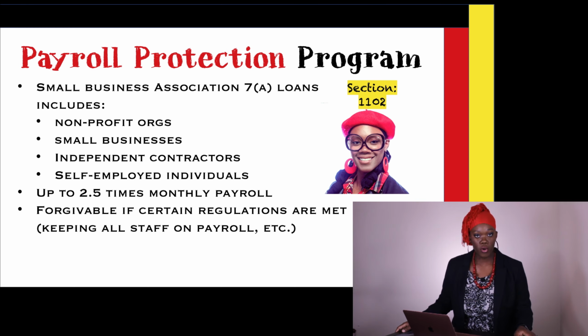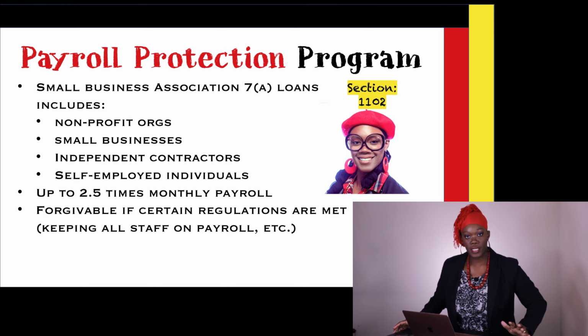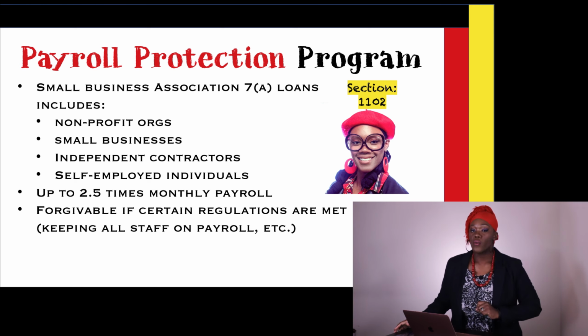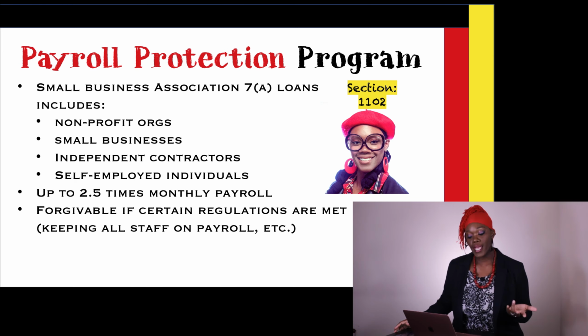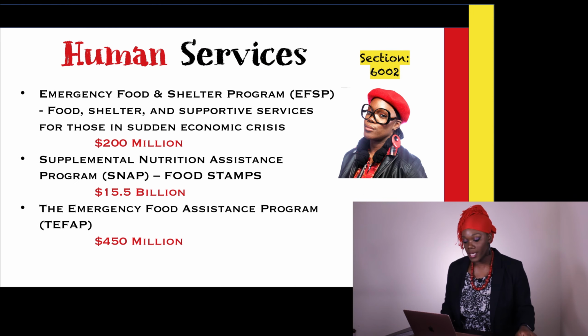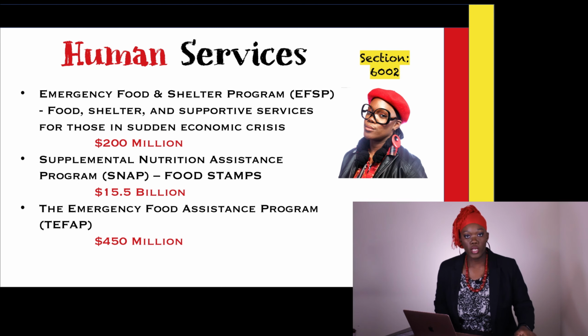It's an existing loan program for small businesses, but this new act has expanded it to include nonprofit organizations, independent contractors, and self-employed individuals. Like I said, we're not going to go too deeply into that, but I would encourage you to look at section 1102. You can get a loan for up to 2.5 times your monthly payroll, and the loan can be forgivable in certain situations. Alrighty. And then just some really quick things, human services.